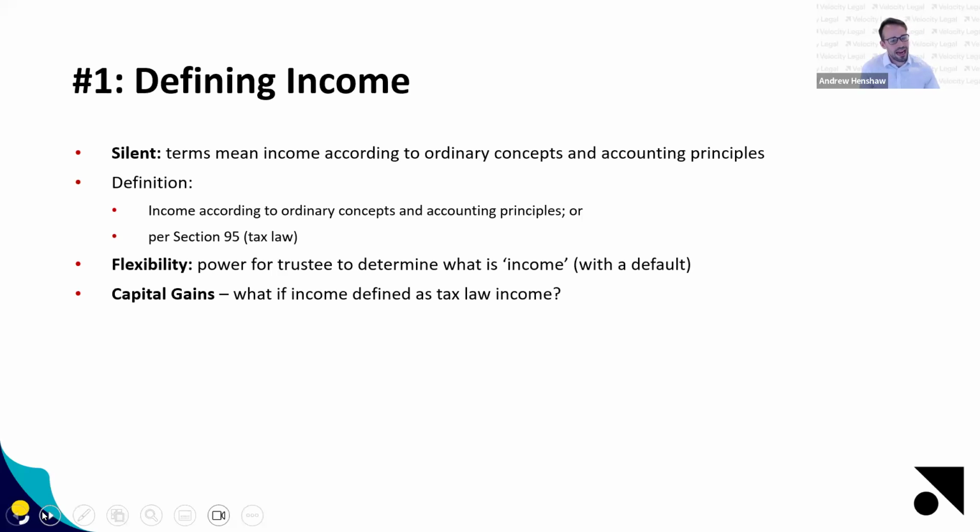Just as an example, with a capital gain, if the income is defined as tax law income, then assuming the 50% CGT discount applies to the capital gain, the amount the beneficiaries are actually entitled to is only 50% of the gain. So technically, if you define income as tax law income, you've got a capital gain. The actual amount the beneficiaries can call upon from the trust is just the reduced amount. The rest is essentially corpus of the trust.